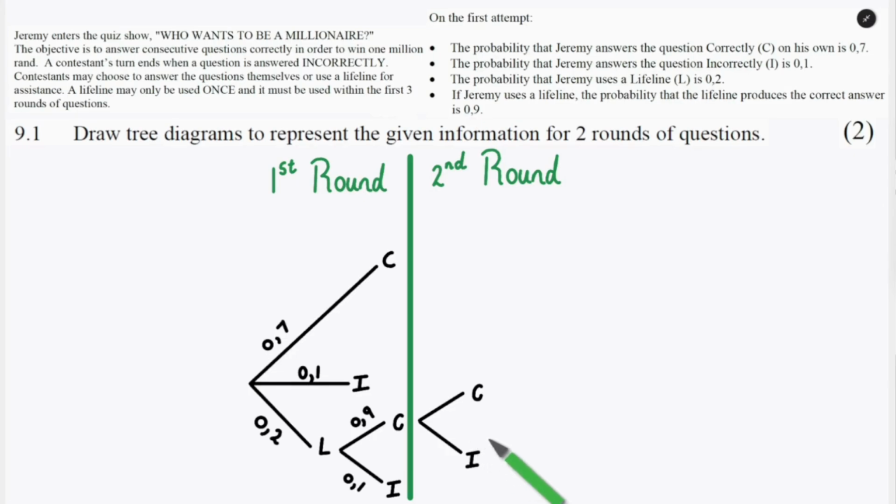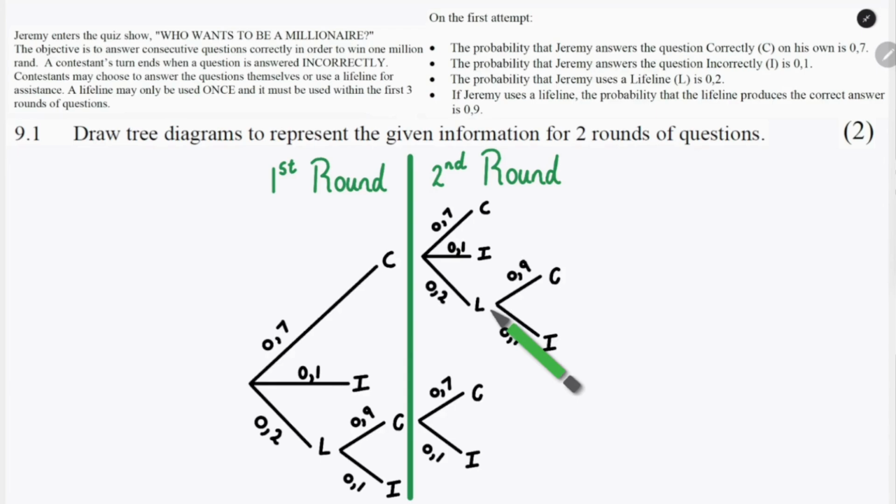And let's fill in the probabilities of those. So the chances he gets it correct on his own without a lifeline is 0.7 and incorrect is 0.1. Now we also continue into the second round if we get it correct straight away. And then I have three possible outcomes as to what can happen. I can either get the answer correct, incorrect, or use a lifeline. And then after I use a lifeline, I can get it incorrect or correct. So we have finished our probability tree now.